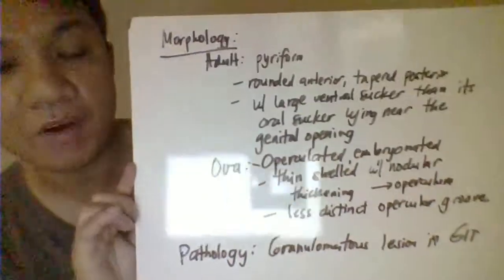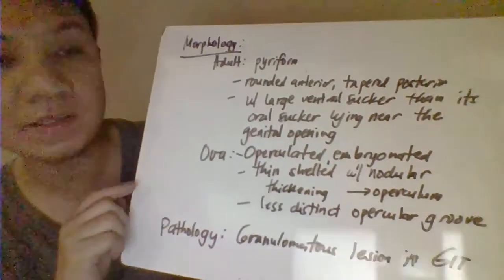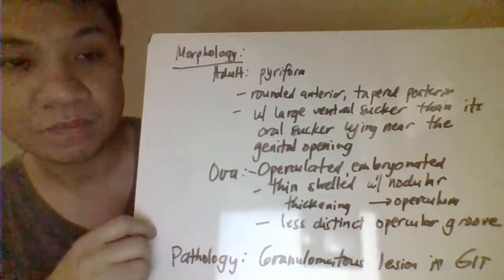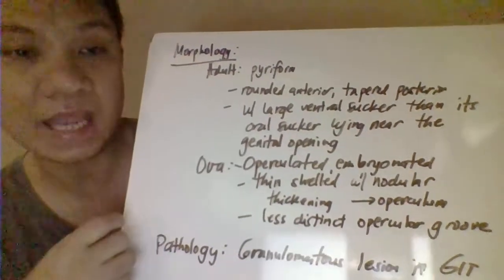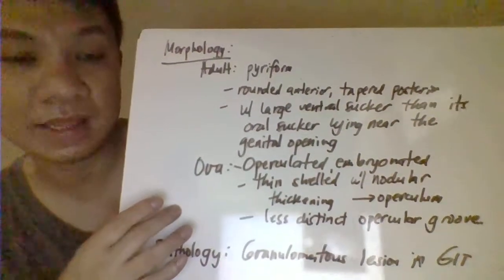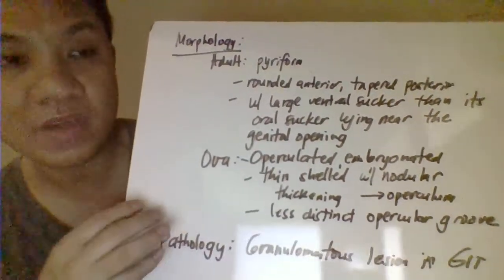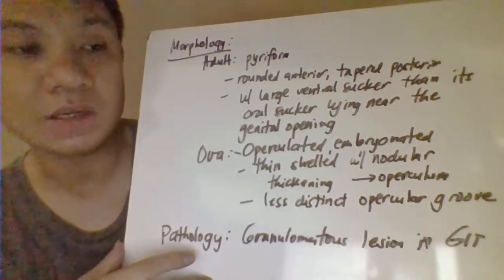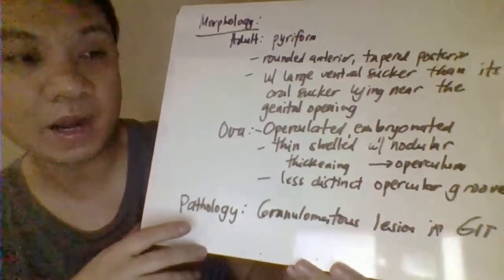Okay, for the morphology, it also has the piriform shape, just like Heterophyes. It is characterized by a rounded anterior and tapered posterior, with the presence of a large ventral sucker compared to its oral sucker, and that ventral sucker lies next to its genital opening. The ova is operculated and embryonated, just like Heterophyes. On the other hand, it's thin-shelled, and the operculum has a characteristic nodular thickening appearance, with less distinct opercular grooves.